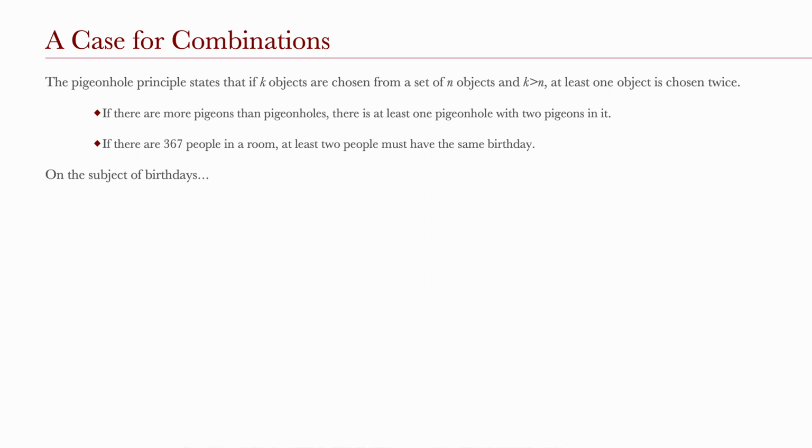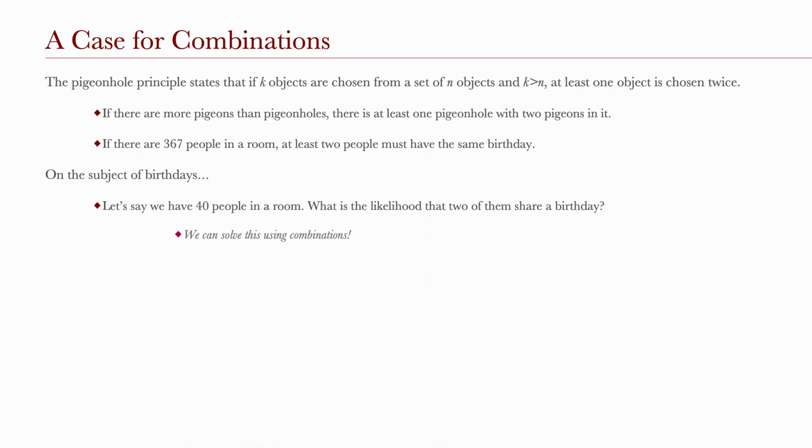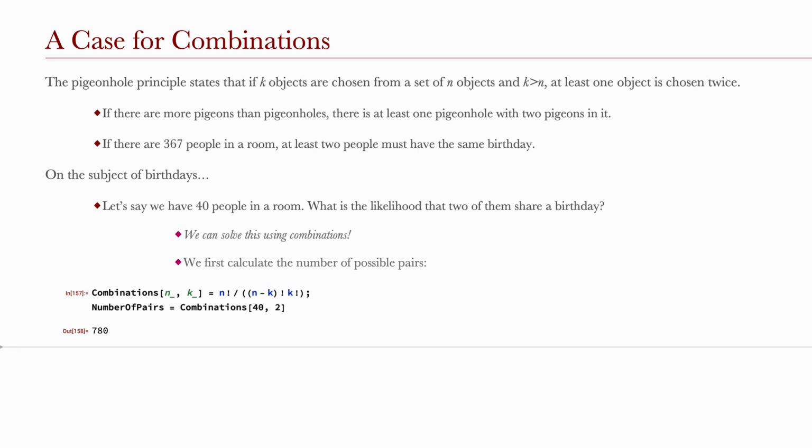On the subject of birthdays, if we have 40 people in a room, what's the likelihood that two of them share a birthday? You see, this is a problem that we can solve using combinations. First, we calculate the number of possible pairs, which we do here in the Wolfram language by setting a combinations function and then taking combinations of 40, 2. What this represents is every possible way we could pick out two distinct people from 40 people. If we evaluate this, it comes out to be 780.